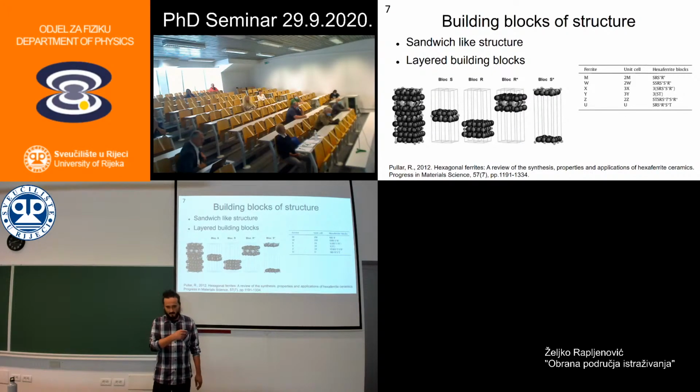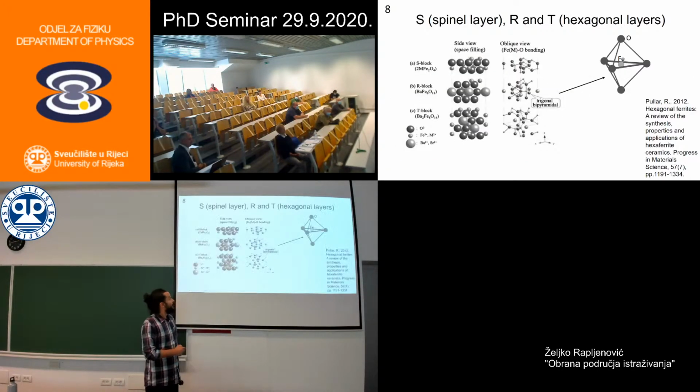So, for example, we saw this M-type has this S, R, S star, R star composition, while the Y-type has 3 times repeating ST, ST, ST. So these layers, we can see them here. This is the S layer, the so-called spinel layer, which comes from the cubic form of iron. Here are the R and T hexagonal layers.